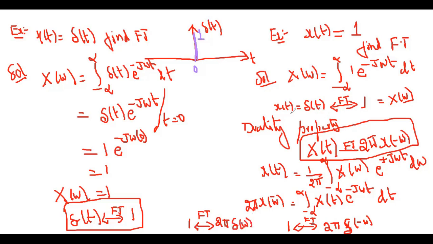Once again, if x of t is delta of t, the Fourier transformation is 1, and 1 is nothing but x of omega. Here omega changes to t and t changes to omega, which means 1 is a time domain function, and its Fourier transformation is 2 pi into delta of omega, by using this duality property. So the Fourier transformation of 1, a constant, is 2 pi into delta of omega.